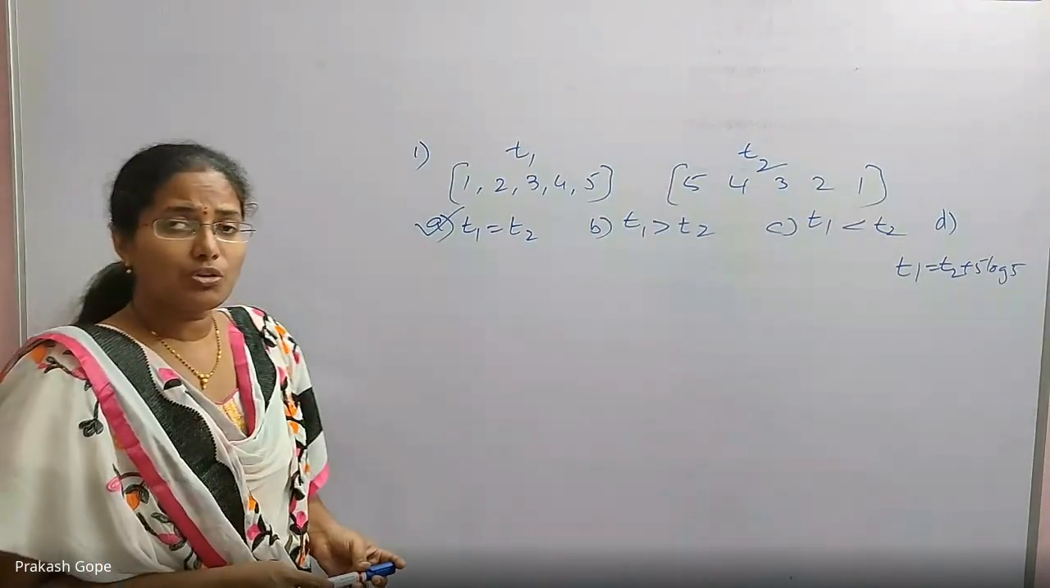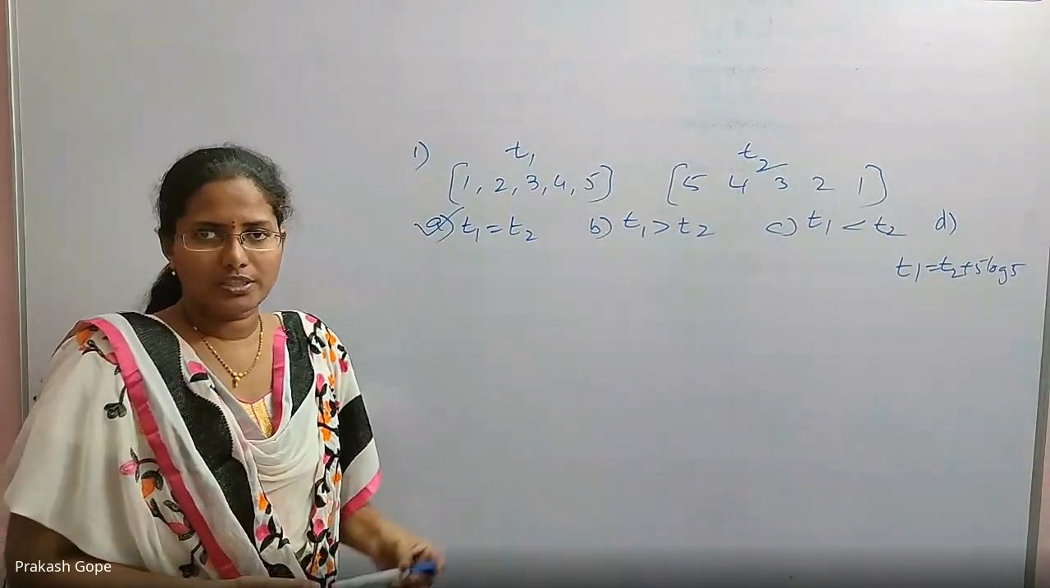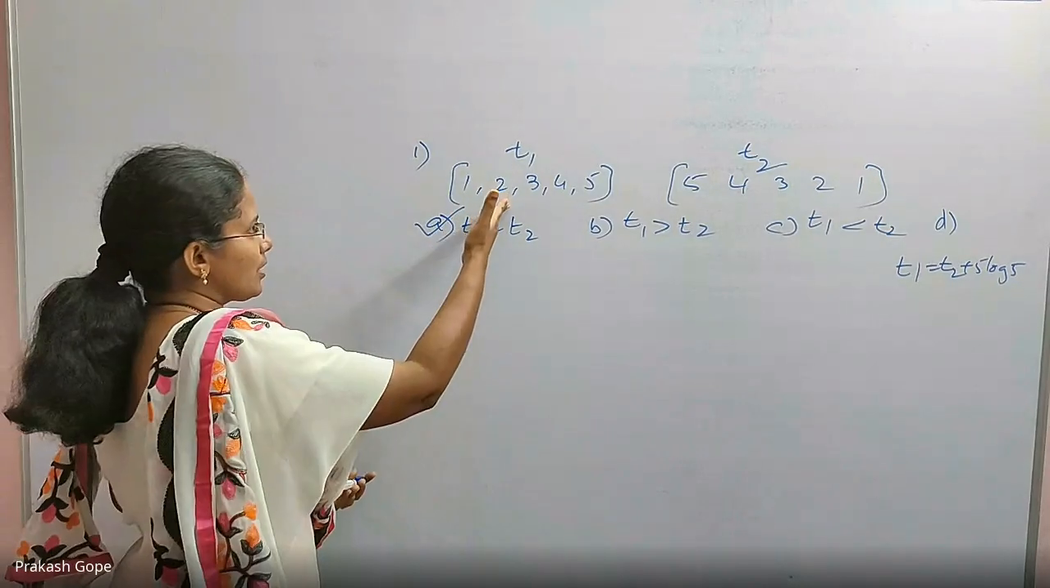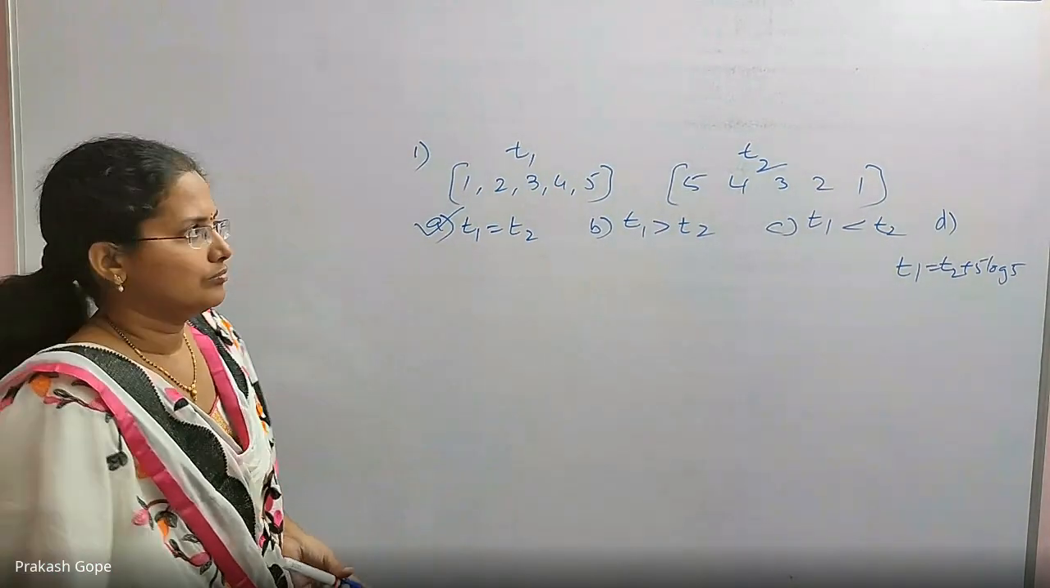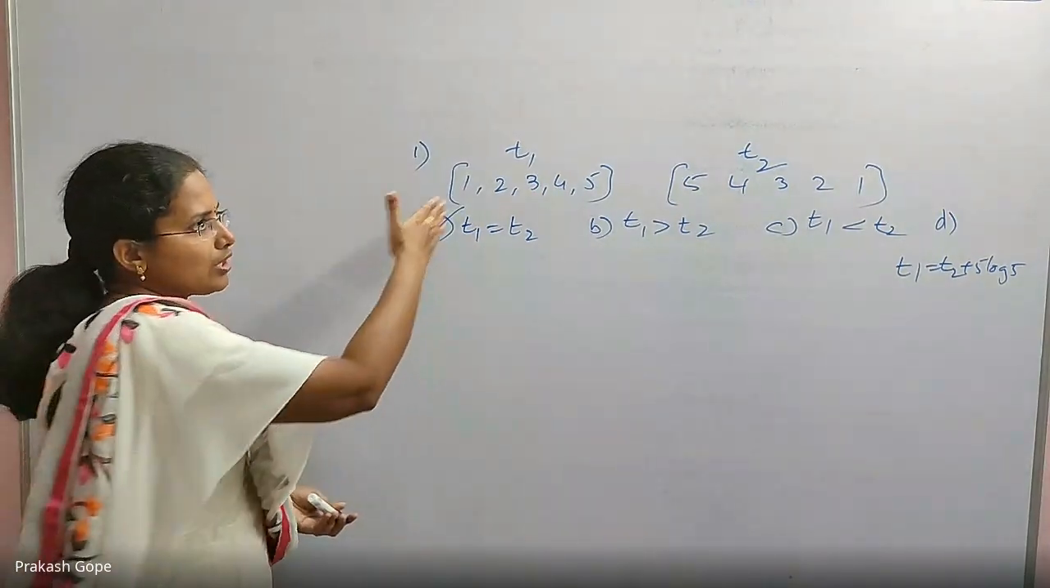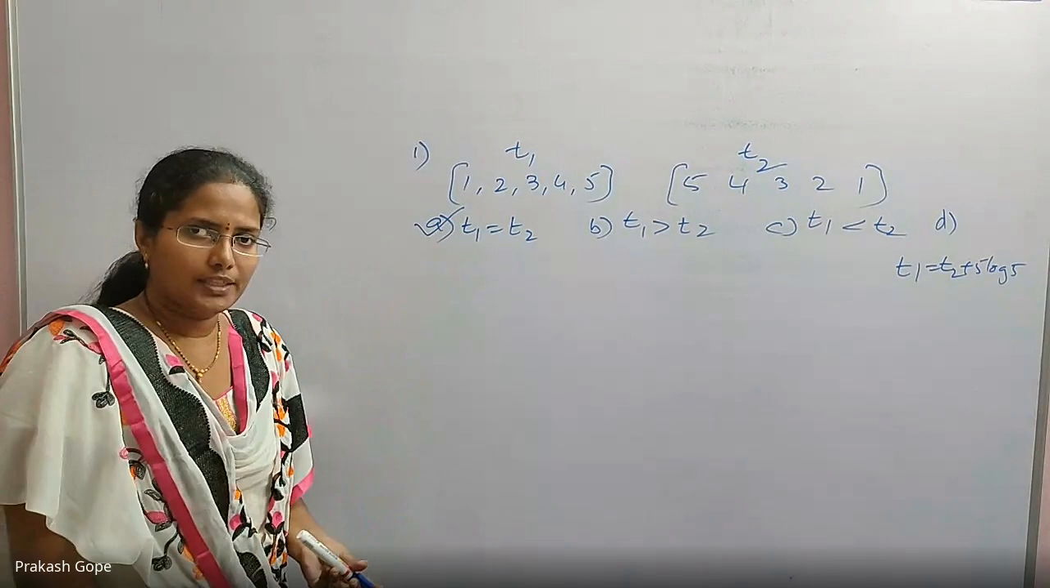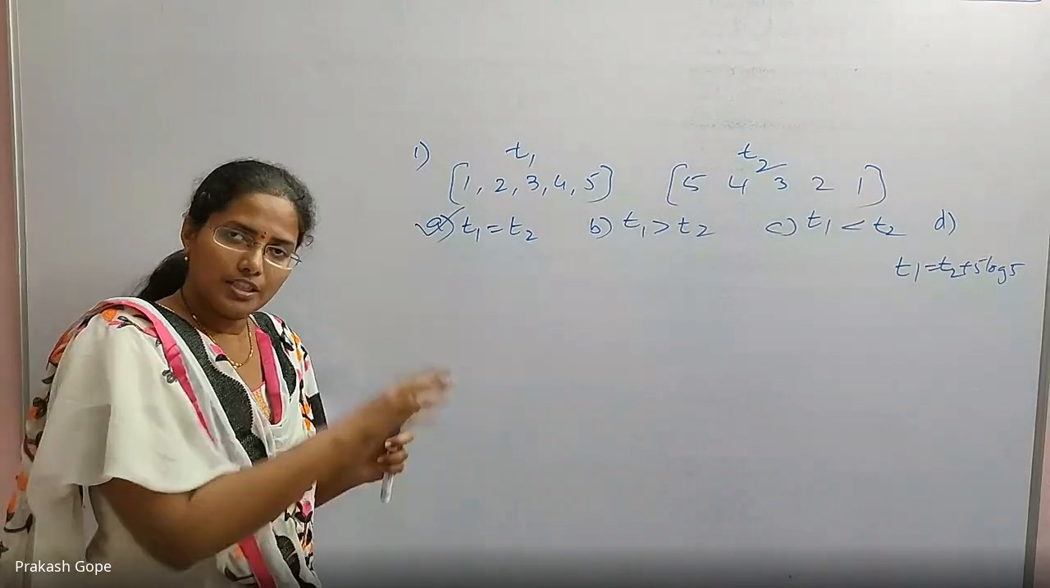If the question is about the number of comparisons also, the same. Number of comparisons are N1 here, N2 there. N1 equal to N2, because both are worst cases. Ascending as well as descending, both are worst. Zigzag is better than this.